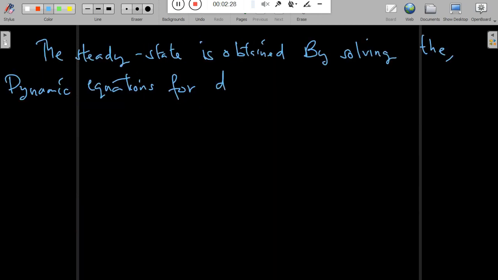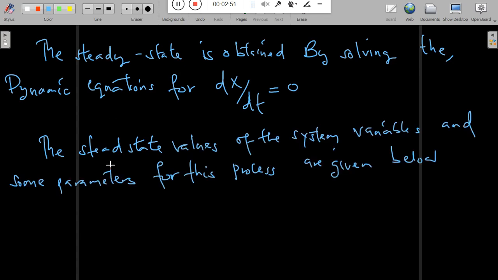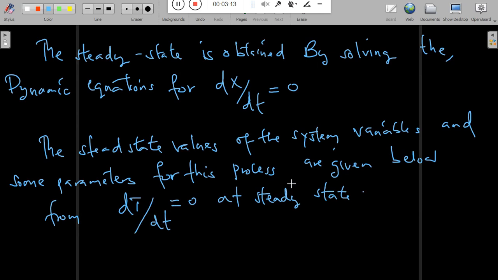The steady state is obtained by solving the dynamic equations for dx over dt equal to 0. This means that the derivative dx over dt is equal to 0. So the steady state values of the system variables and some parameters for these processes are given below. That is, dy over dt is equal to 0, and this is what we regard as the steady state level.